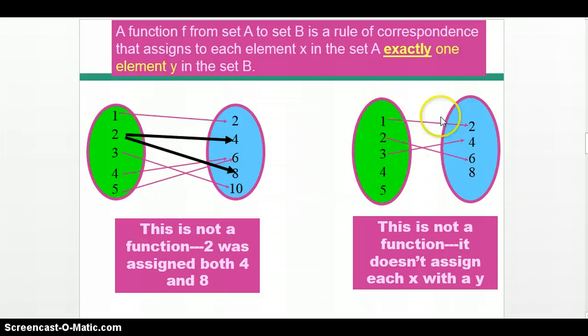In this case, only 3 elements have been assigned and 2 elements of the set A have not been assigned. So according to the definition of the function, this is not a function. All elements should be assigned. So here 2 elements are left, so we cannot say this is a function.